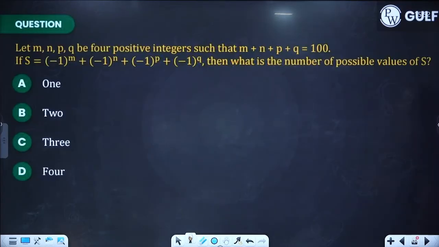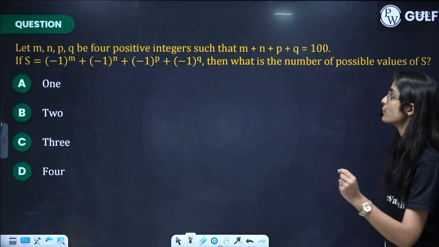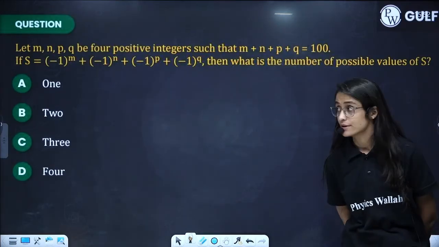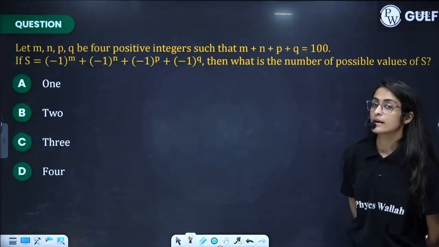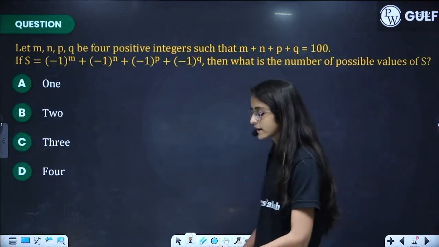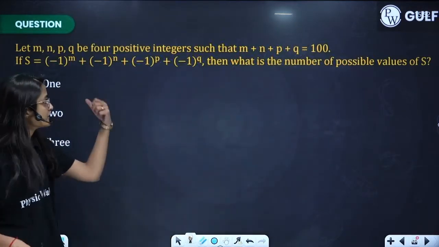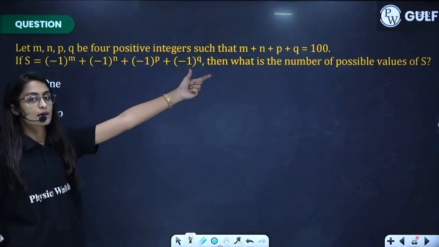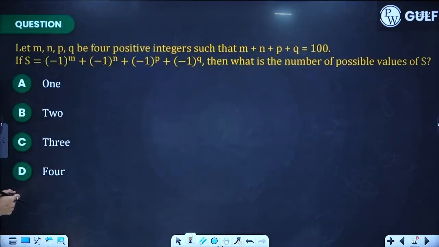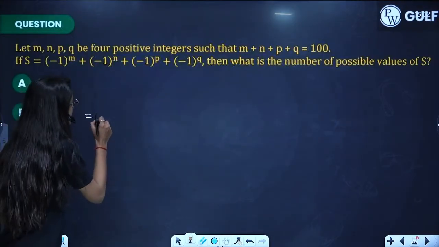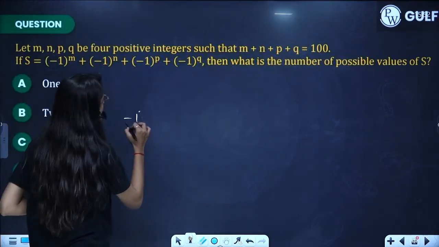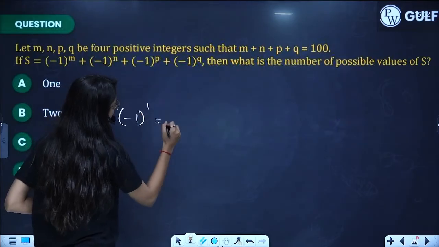It says that let m, n, p and q be 4 positive integers such that m plus n plus p plus q is equal to 100. If s is the given equation in front of you, then what is the number of possible values of x? That means how many values of x you can obtain, wherein you can just substitute the powers in, of course the addition of the powers would be 100. So here can we consider a few cases? Yes, of course. I will be starting with the initial example first of all. If you say minus 1 has the power of 1, the answer will be 1.